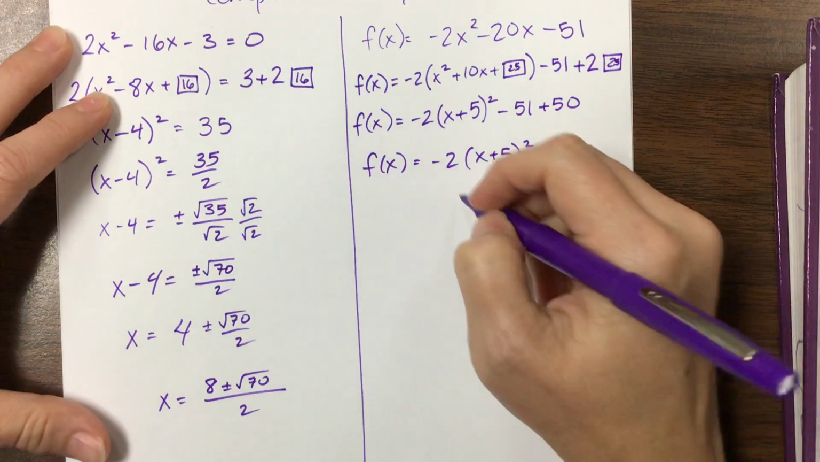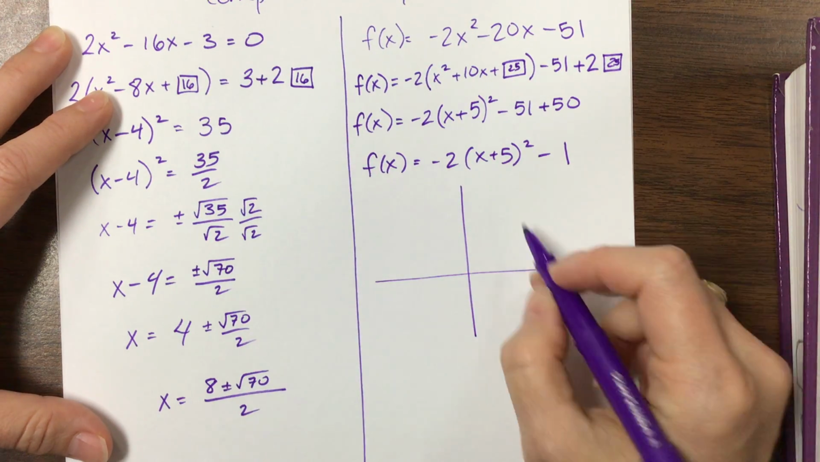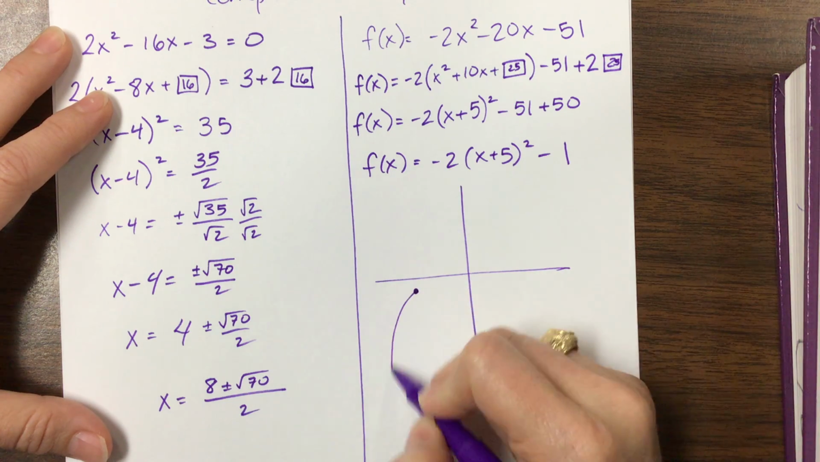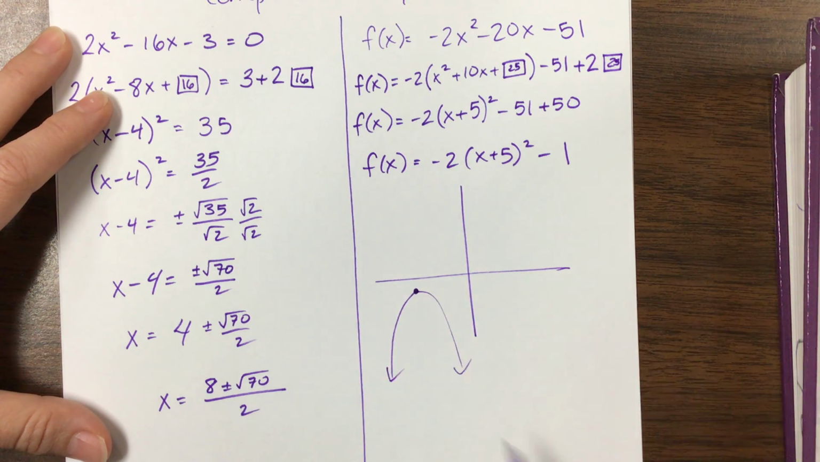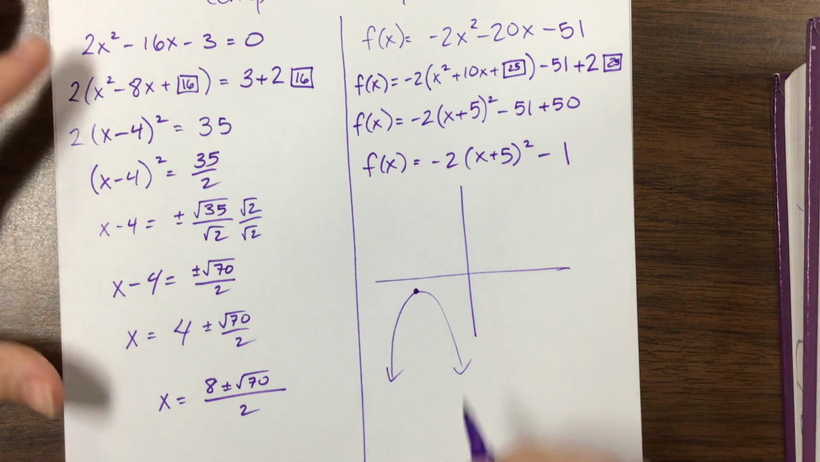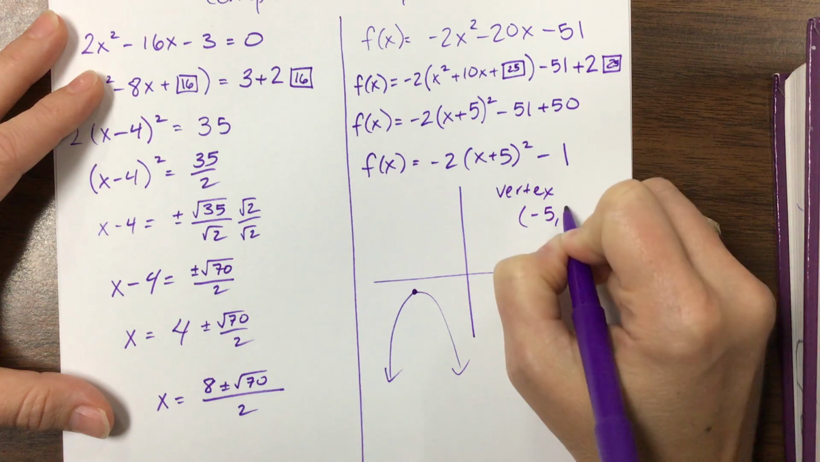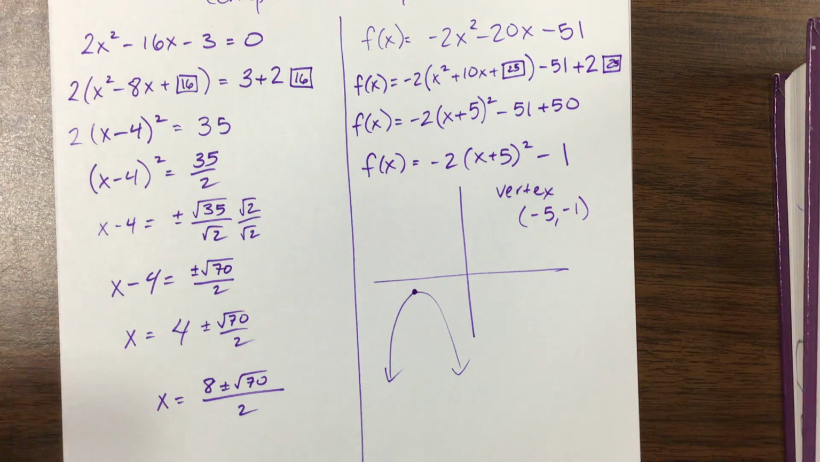So this would be a parabola whose vertex is at negative 5, negative 1, somewhere here, and it's opening down, and so it's going to do something like that. Let's see the vertex. Negative 5, negative 1.